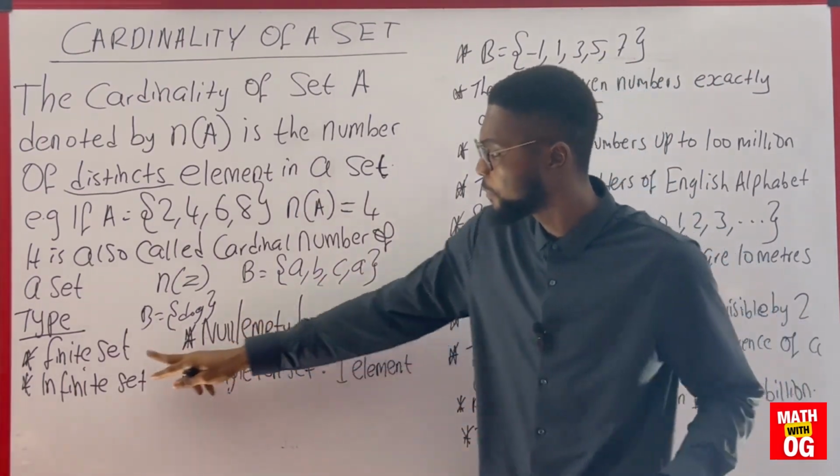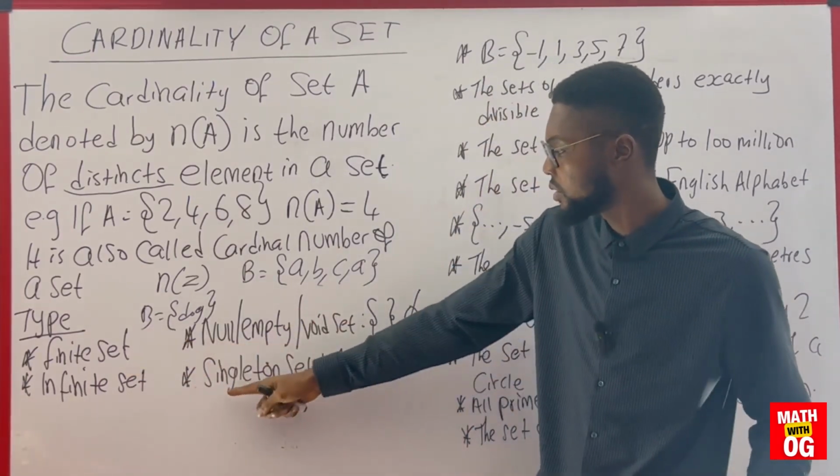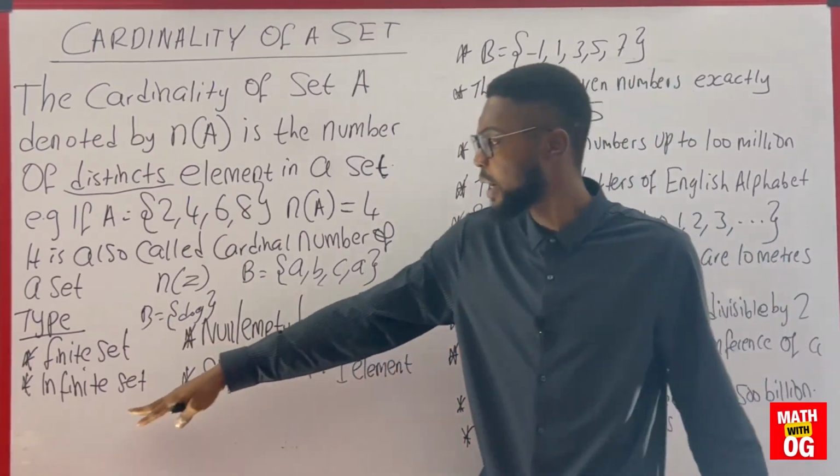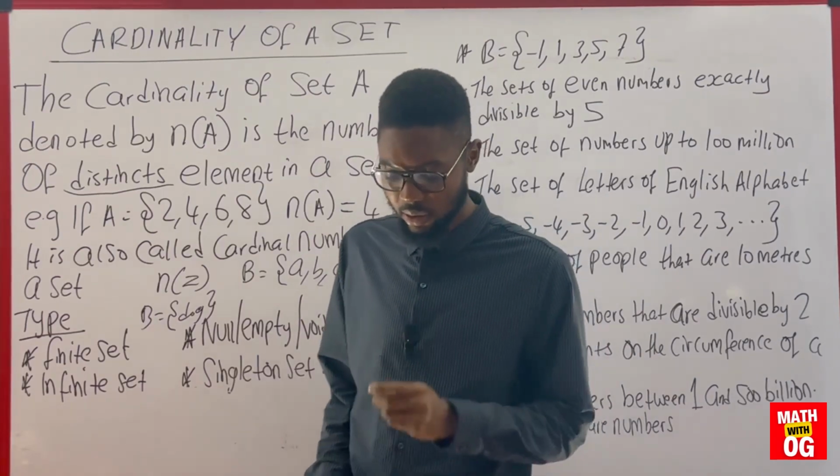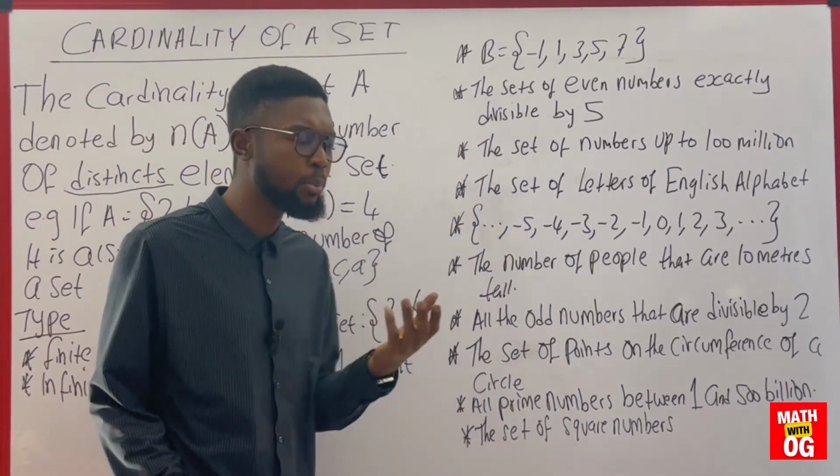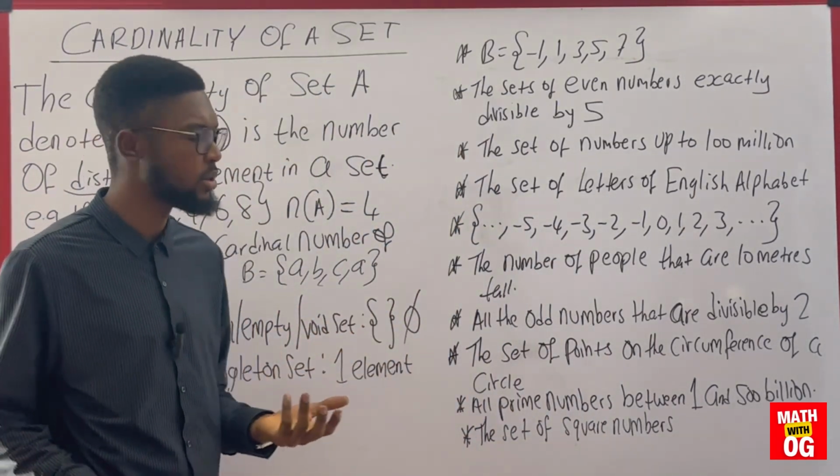So these two are finite sets because you can count them. This is 1 and this is nothing, while this one is on its own as an infinite set. Now, can you see a question based on this? Yes, you can see a question based on this.